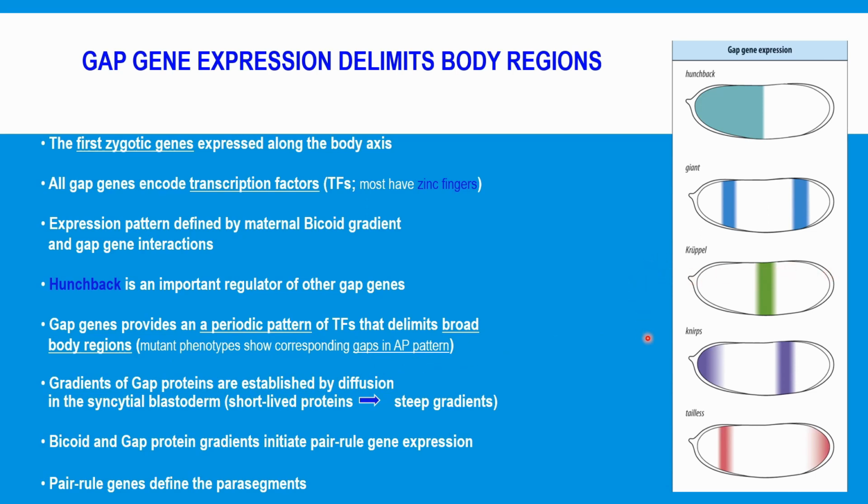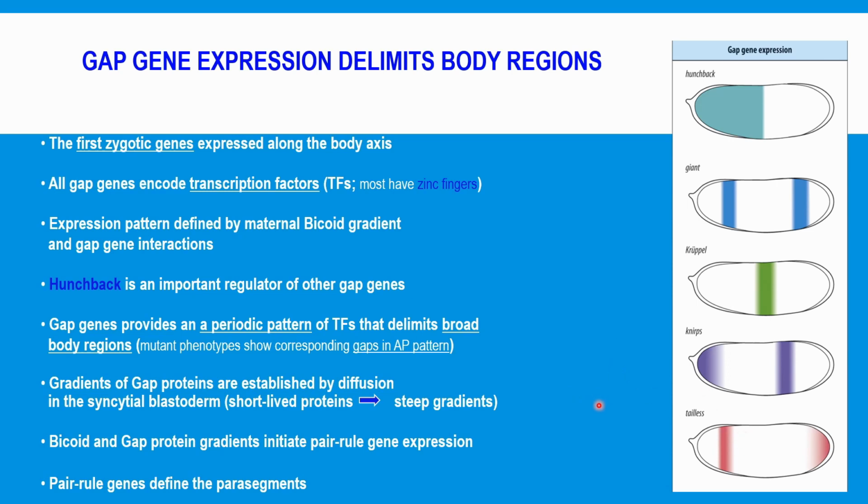patterning. And as these pictures show, there's a gradient of expression. You can see that it's strongest in the middle, weaker on the flanks, for example. And the gradient of gap proteins is established by diffusion in the syncytial blastoderm, and in general they are short-lived proteins, these transcription factors, and this gives rise to steep gradients. So they are produced in a certain place and diffuse out, but they don't live long. So the protein is turned over at this region here. So you get a steep gradient, right?